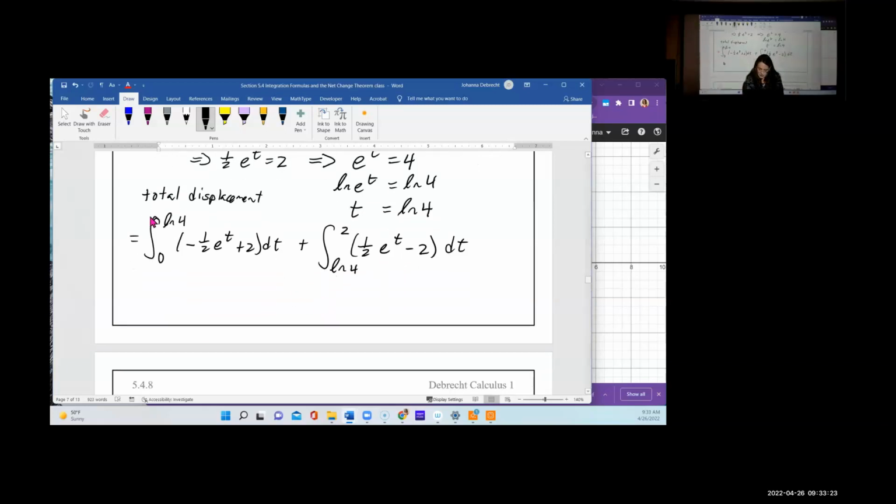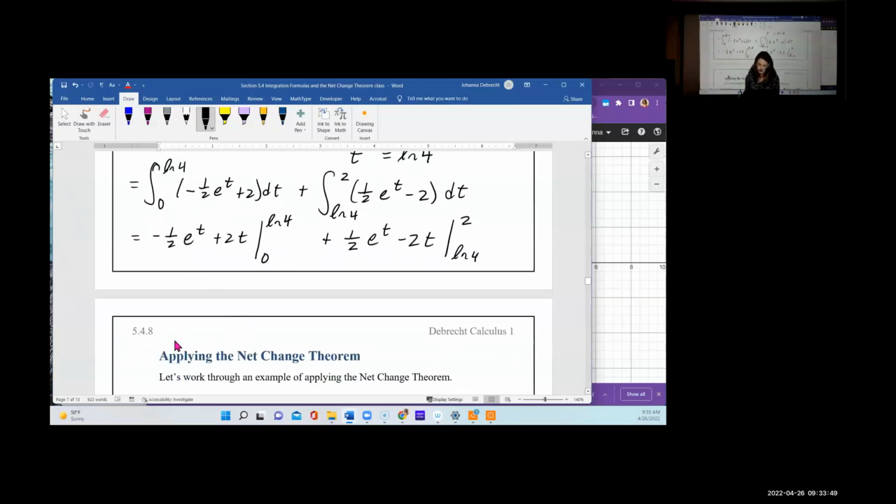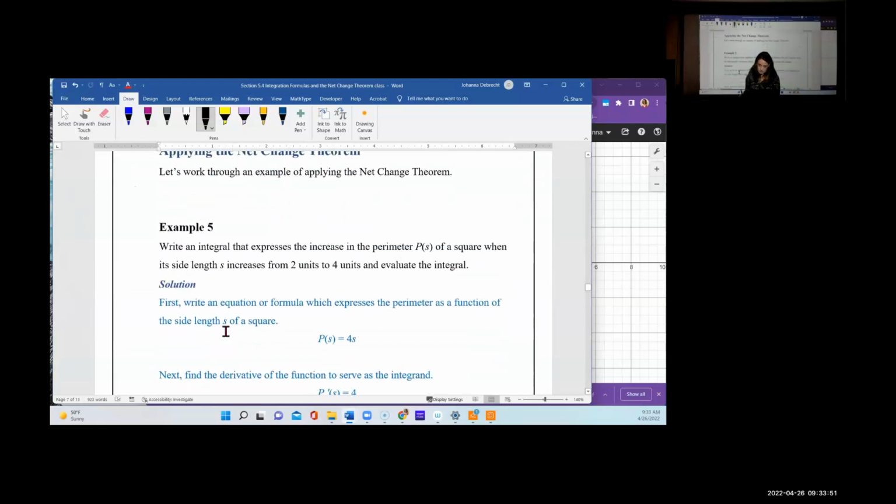So take a moment and let's write out what the antiderivatives are. Note that these cannot be done together because the limits of integration are different. When the limits of integration are different values, they cannot be done in a combined form. All right. Oops, looks like I'm out of space.